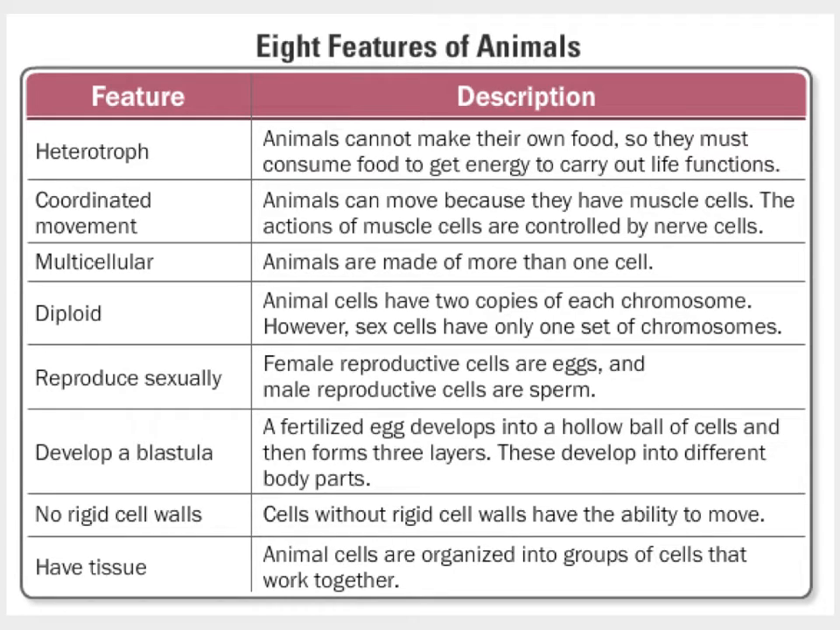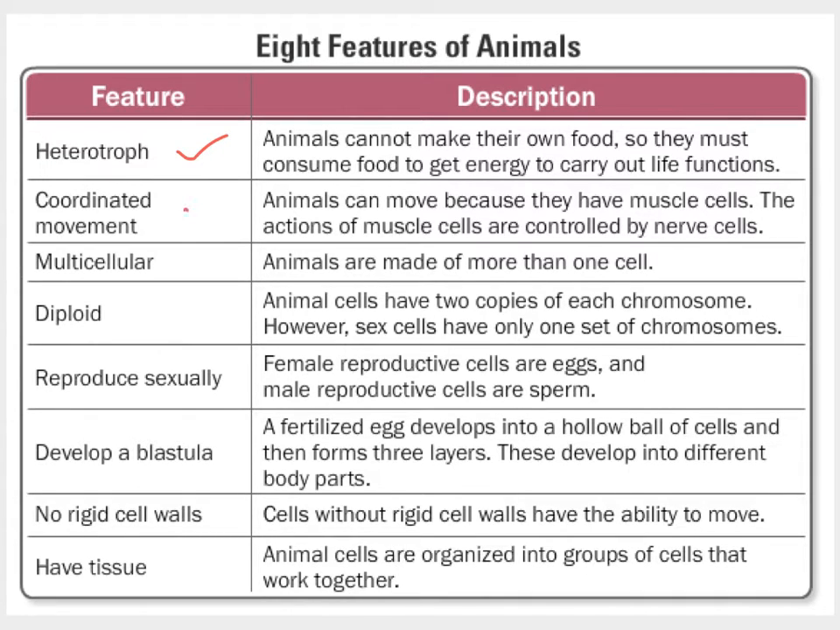Okay, let's begin our discussion of the kingdom Animalia by going over the 8 features of animals. These are the 8 characteristics that make them an animal. The first is they are heterotrophs, which means they're not able to make their own food, so they have to ingest or consume food to get their energy to carry out their functions.